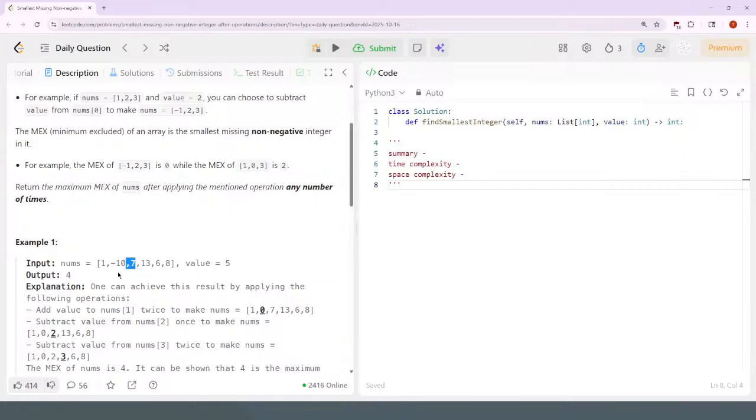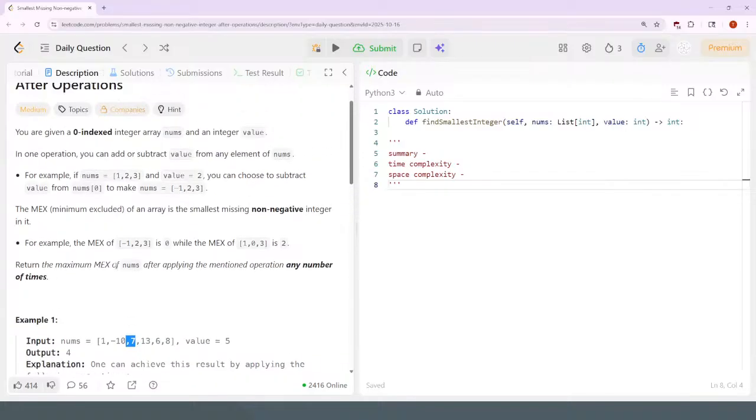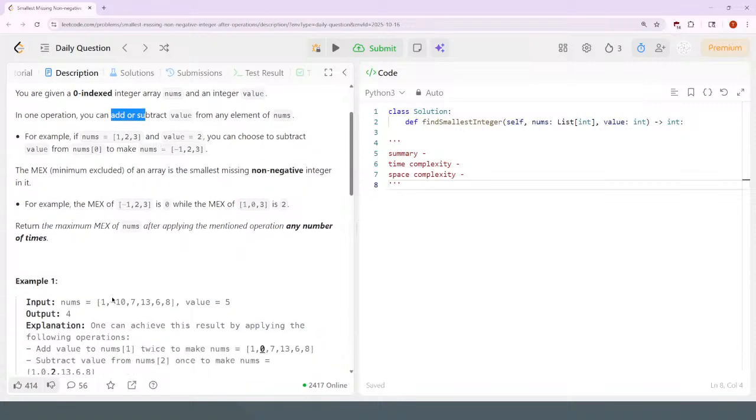Isn't this 0? What's going on here? You can add or subtract. Oh, whoops. Okay, I forgot. I didn't see the add part, or I didn't recognize that part. So the negative 10 becomes 0. 1 is 1. 7 can be 2.